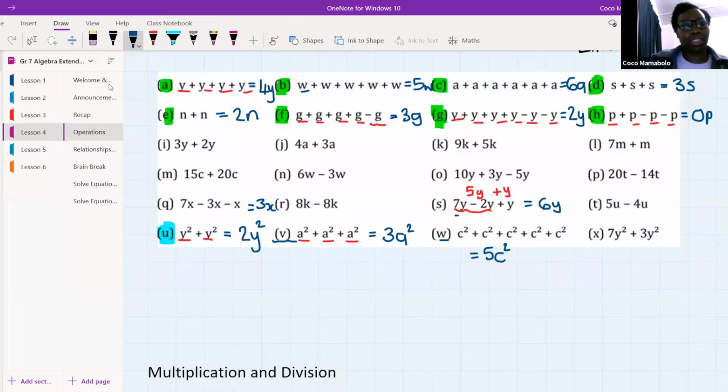Okay, Mbali, the last one for me. 7y squared plus 3y squared. How many y squareds does that give us? 10y to the power of 2. Good. Y to the power of 2. You can choose whether you want to say y to the power of 2 or y squared. But that's how we get to the answer. Very well done, Mbali.